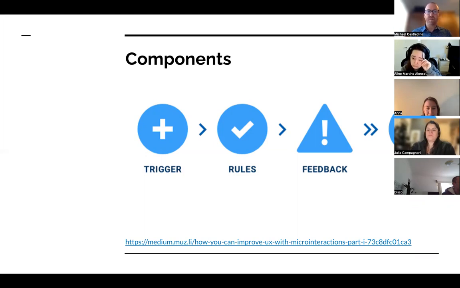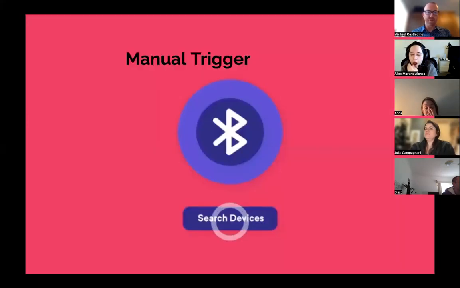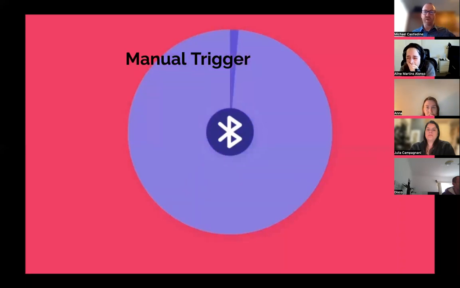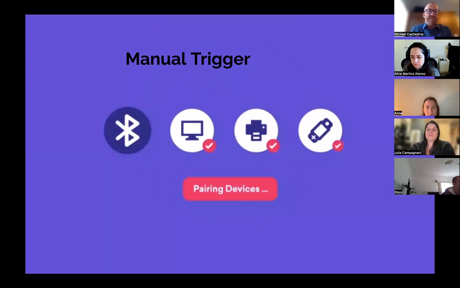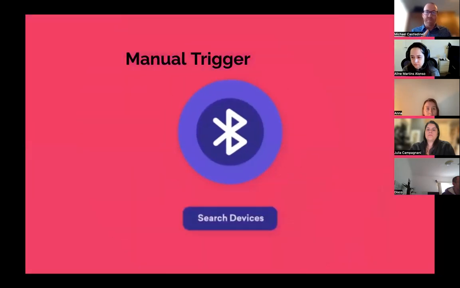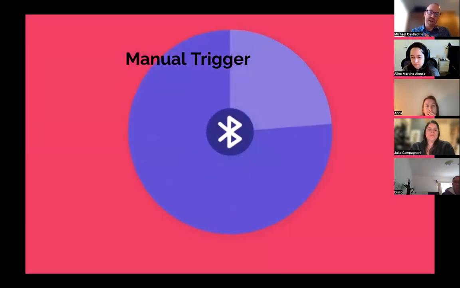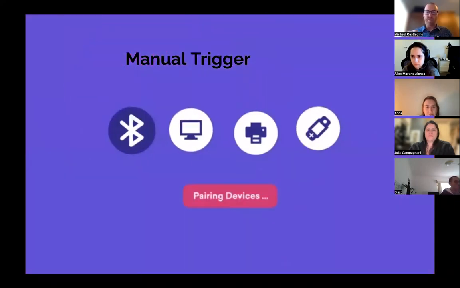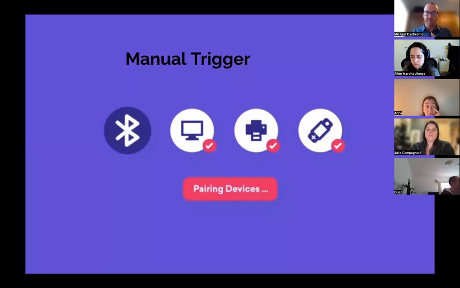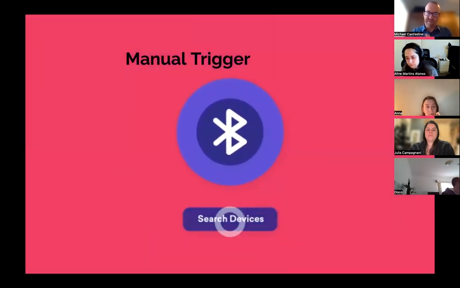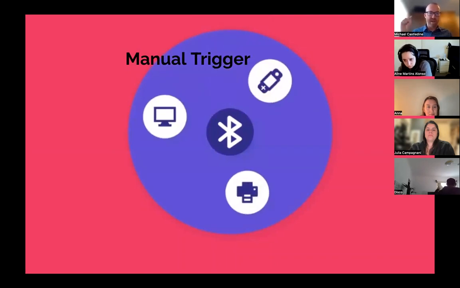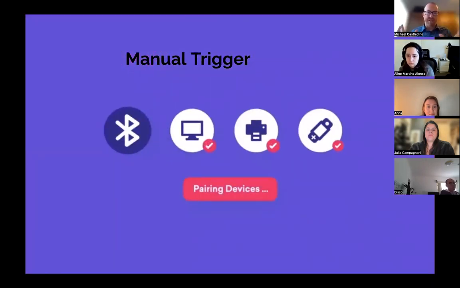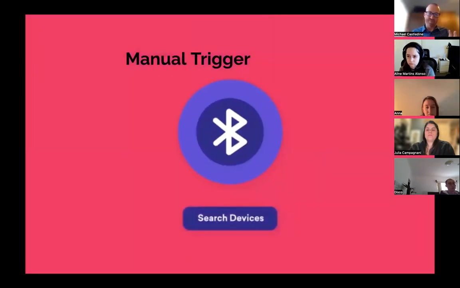So let's first talk about the trigger. The trigger is that moment in the micro when it begins, right? This is often initiated by the user. So this is when you click a button, the icon pops up, you fill out a form, and this is a manual trigger. You click that button, it activates and triggers the animation.